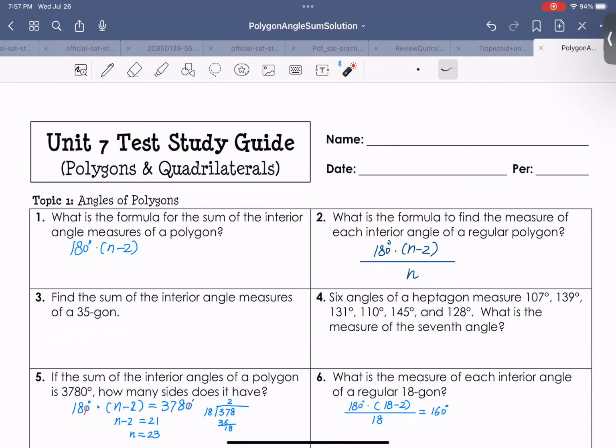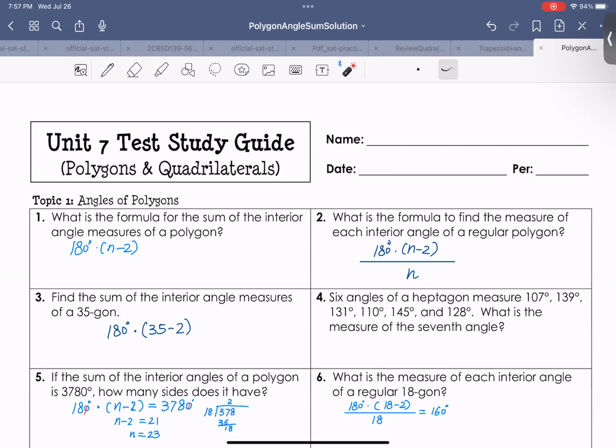Number 3. 35 sides. Summation is 180 times n minus 2. n is 35, so you plug in. Yes? Yeah, 35 plus. Yeah. Okay. Next one.